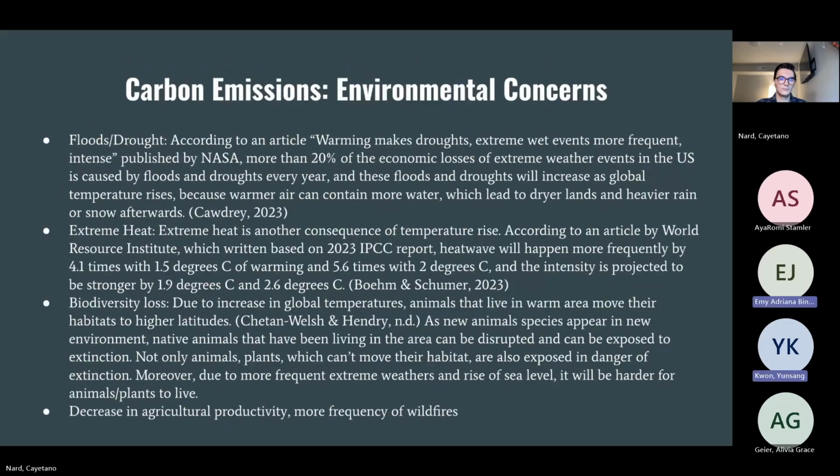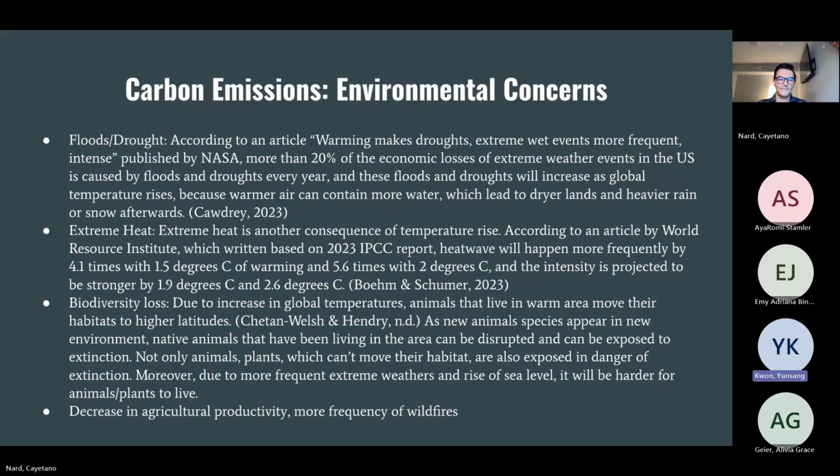There are more environmental concerns, such as floods and droughts. According to an article published by NASA, warming makes droughts and extreme wet events more frequent and intense. More than 20% of the economic losses from extreme weather events in the US are caused by floods and droughts every year. These floods and droughts will increase as global temperature rises, because warmer air can contain more water, which leads to drier lands and heavier rain and snow afterwards.